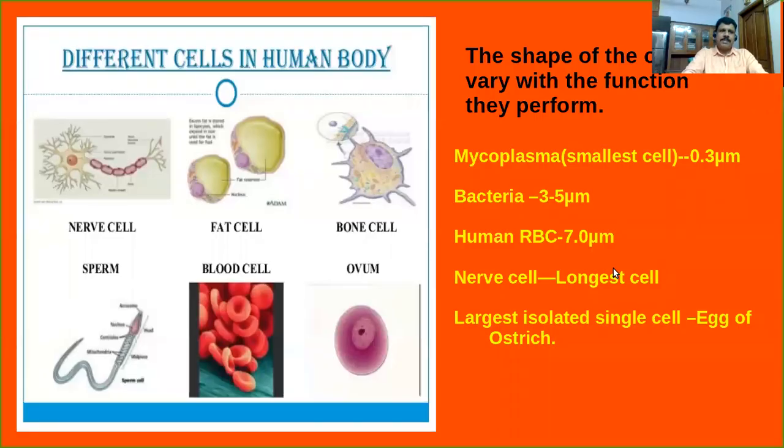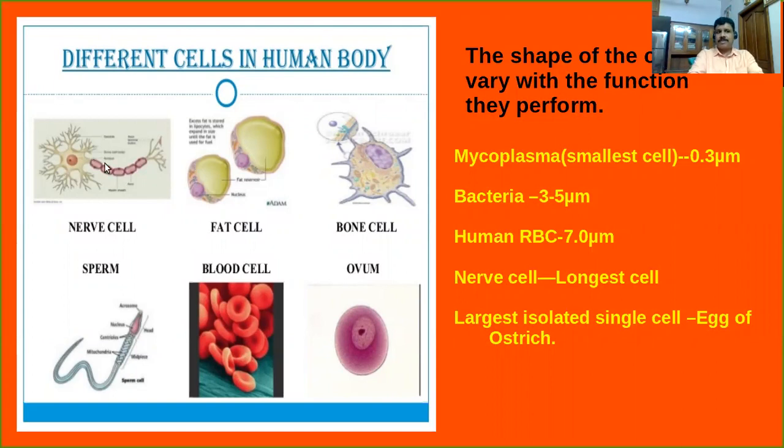Now you can see different types of cells in human body. See, I think most of the cells you are very familiar. The first one is the nervous cell. Second one, this is a fat cell. This is actually the bone cell, ovum, blood cells, and sperms. Look, this diagrammatic representation of all these cells, what we can understand. All these type of cells actually differ greatly in size, shape, and function. The shape of the cells are totally different, and we can conclude that the shape of a cell is actually showing great variation with the functions they perform.